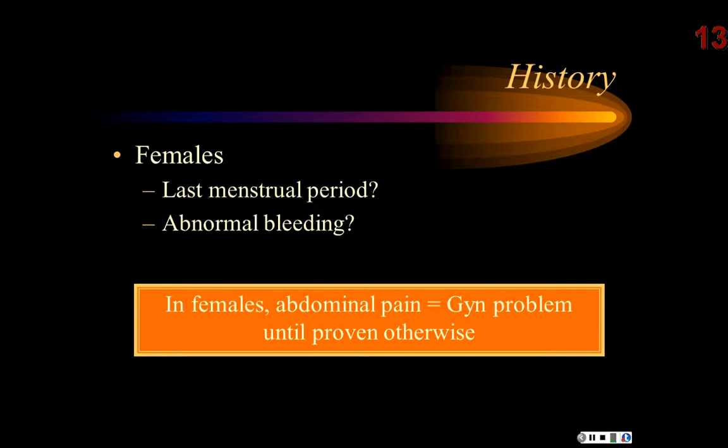Don't you also cramp too, though, when you implant? Sometimes. It depends on the person, because not everybody has implantation bleeding. And you can cramp and bleed your entire pregnancy. Yes. Okay? So, females with abdominal pain equals a GYN problem until proven otherwise, period, end of discussion.